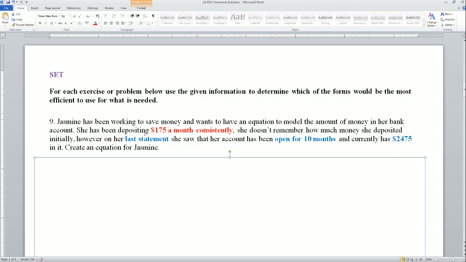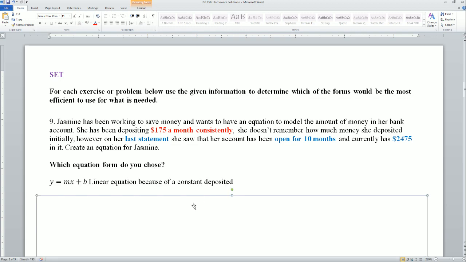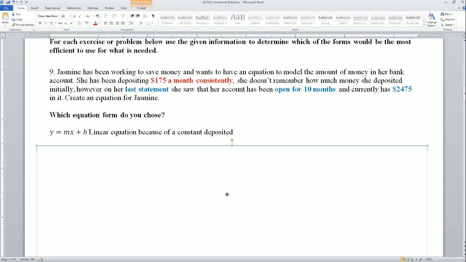Some important information. It says that she deposits $175 a month consistently. That consistently means it's a constant slope. Her last statement shows that it's been open for 10 months and she has a balance of $2,475. Which equation form did I use for them? I used a linear equation because of the constant deposit.